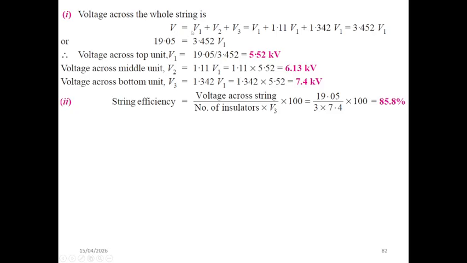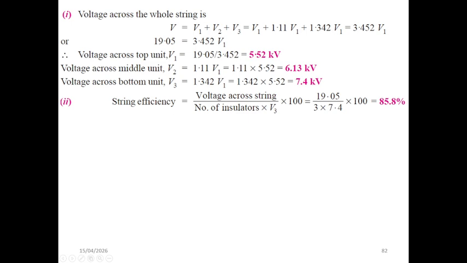You can see V is equal to V1 plus V2 plus V3. This is a KVL. We already calculated all of these variables, so we just need to replace the values. Also, in my last lecture, I told you the relationship of string efficiency: the voltage across the string divided by the number of insulators times the maximum voltage V3.